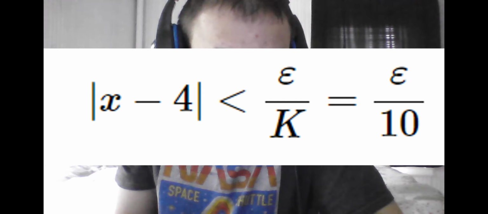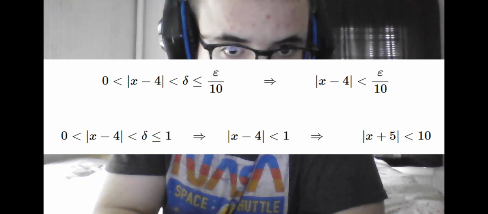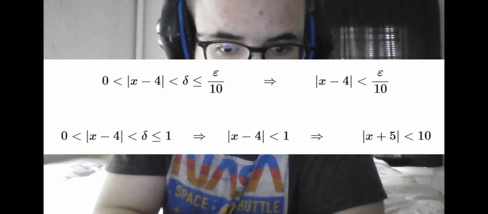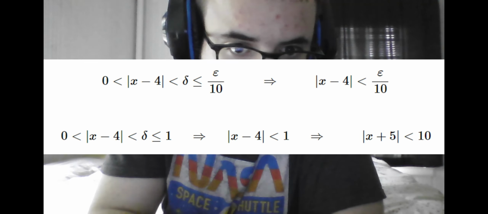But also remember, to get these steps, we had to take absolute value of x minus 4 is less than 1. This means that delta must be the minimum value between these two values, to guarantee that it is less than or equal to both of these values at the same time. So now, if delta is less than or equal to epsilon over 10, it follows the absolute value of x minus 4 must be less than epsilon over 10.